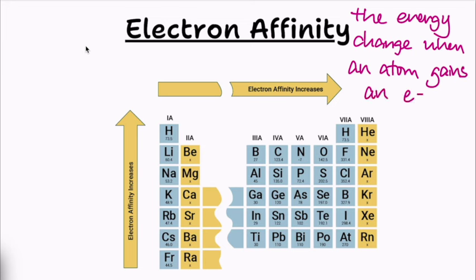So let's say fluorine gains an electron to form fluoride, then the amount of energy that is usually released is considered electron affinity. Then in this case, electron affinity will be a negative value. Okay, so from left to right, electron affinity increases. The last one will be electronegativity.